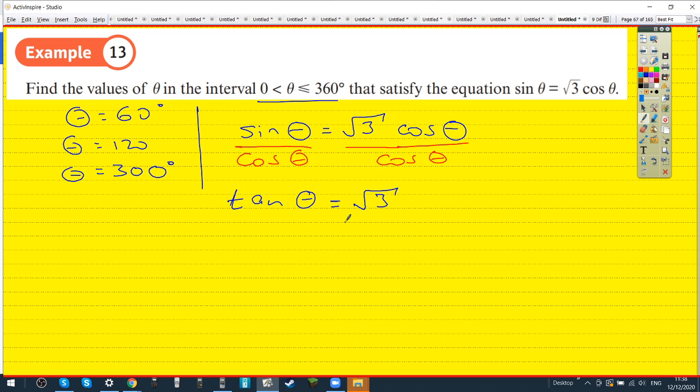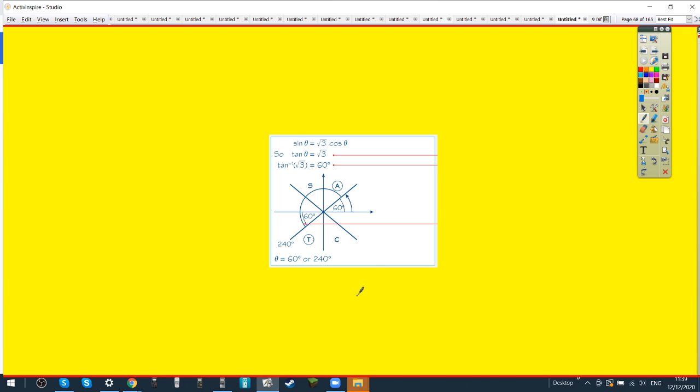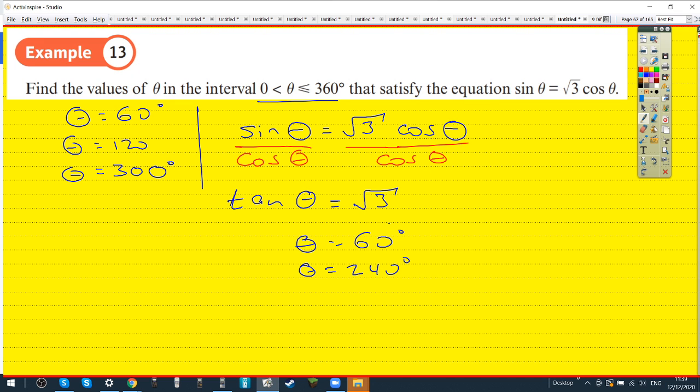I got x is 60. So theta is 60. Now it was tan, so there's an additional answer. Is that plus 180? 240. And so theta equals 60 or 240. Great. So if you have a mixture of sine and cos, divide by cos to get tan.